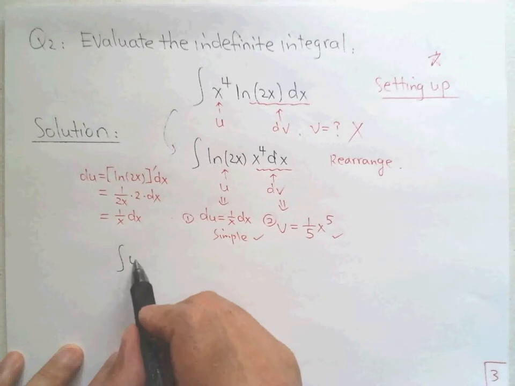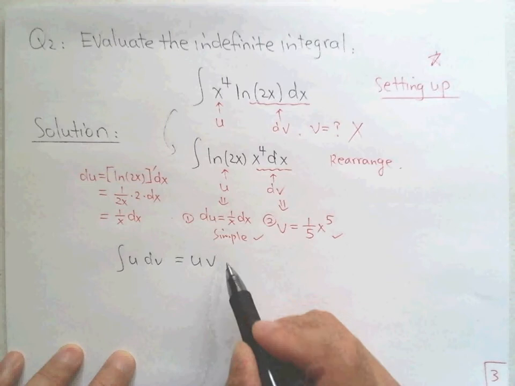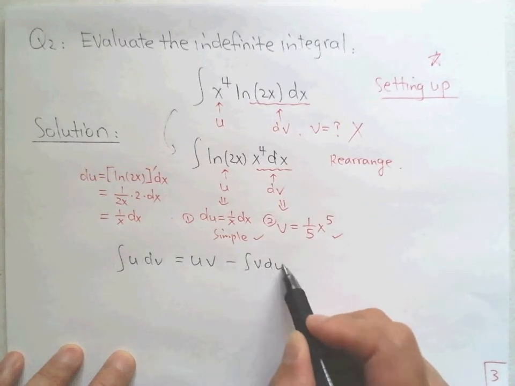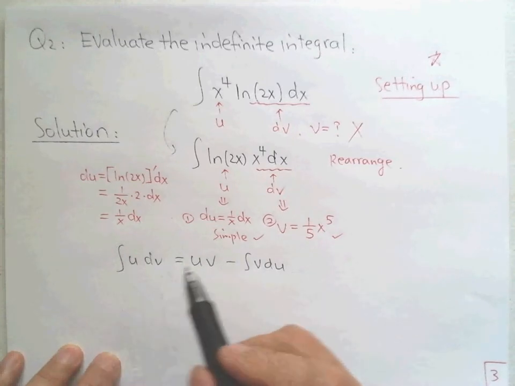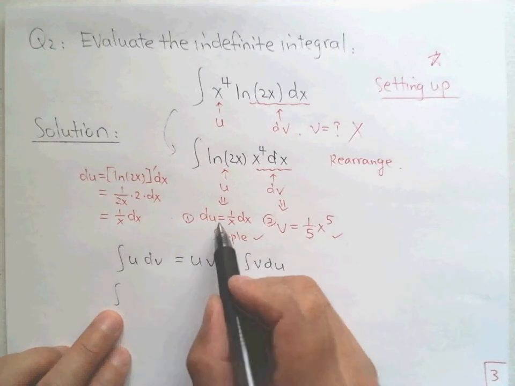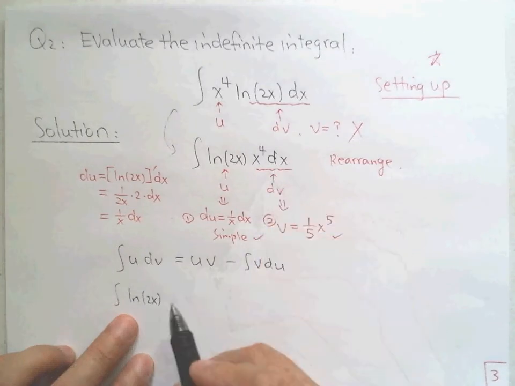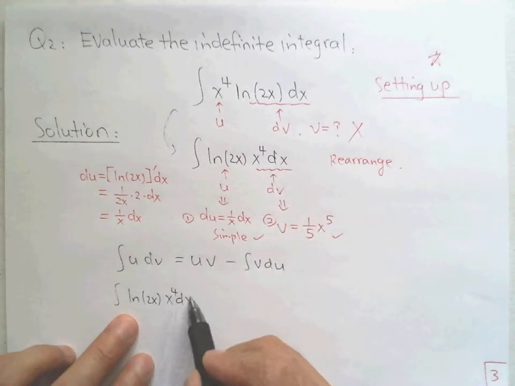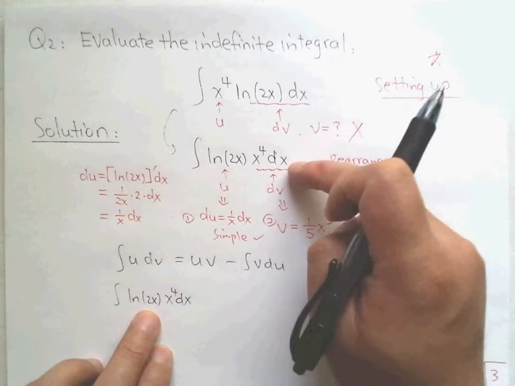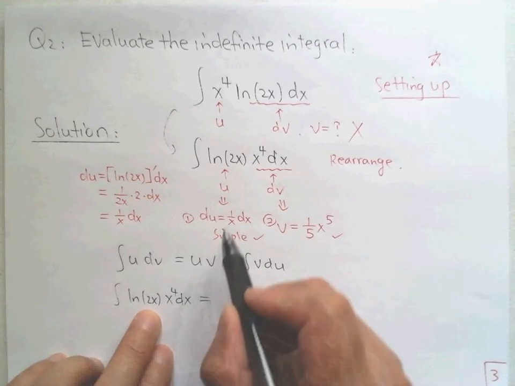I show you the formula once again. One more time: the integral of u dv equals u v, I hope you memorize this, and then minus the integral of v du. So this is the formula we need, and then plug this in. What is the left? u is ln 2x, dv is that, which means the left is exactly the original question.